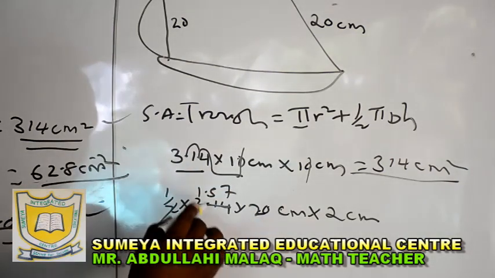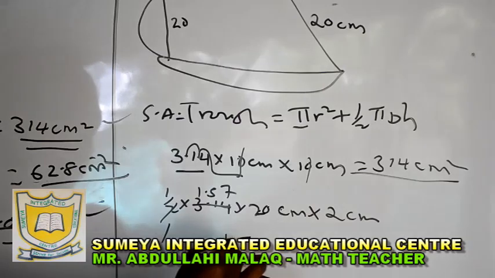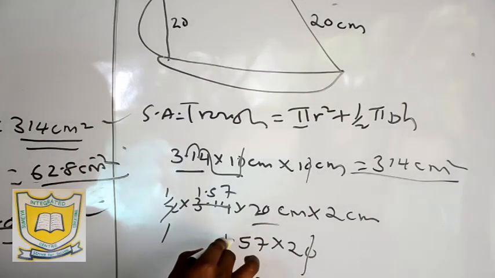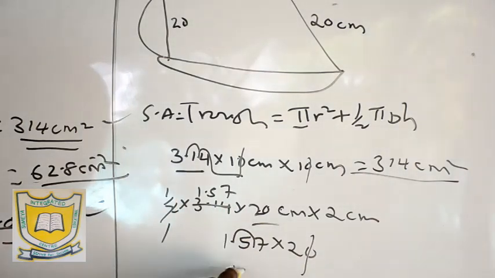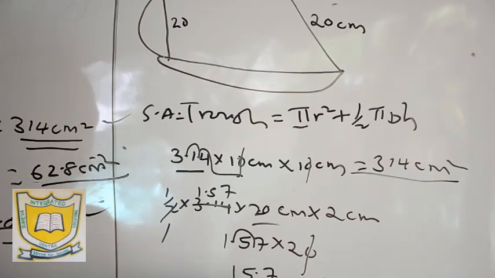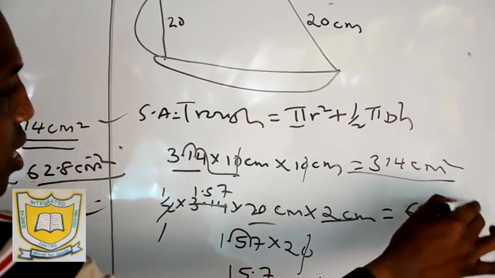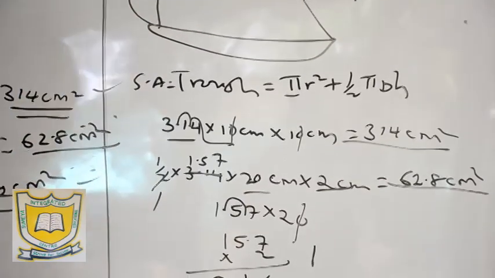A half times 3.14 is 1.57. So 1.57 times 20, the diameter, the point will move by 1 step. So you will get 15.7 times 2, the height now. You will get 62.8 centimeter squared.